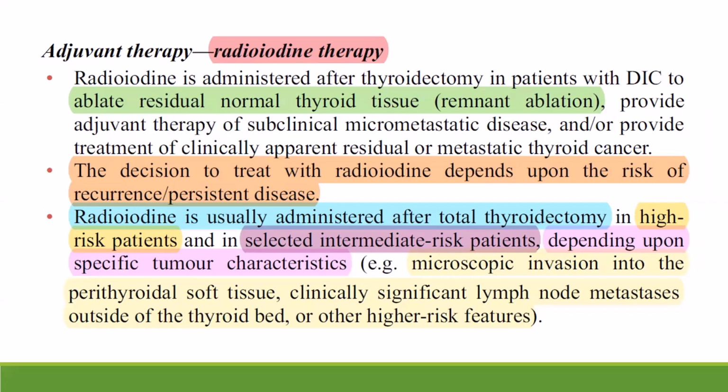radioiodine remnant ablation. The decision to treat with radioiodine depends upon the risk of recurrence and persistent disease. The radioiodine is usually administered after total thyroidectomy in high-risk patients and in selected intermediate-risk patients, depending on specific tumor criteria like microscopic invasion into the perithyroidal soft tissue, clinically significant lymph node metastasis outside the thyroid bed, or other higher risk factors.